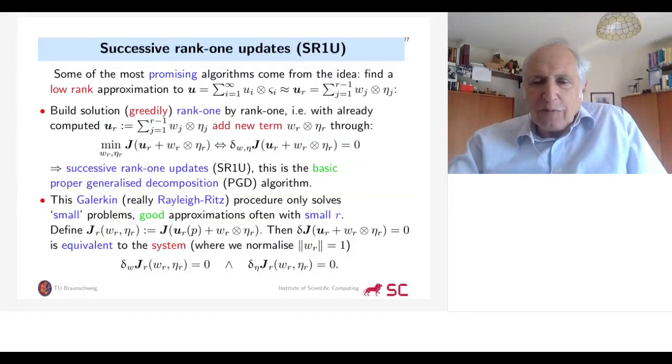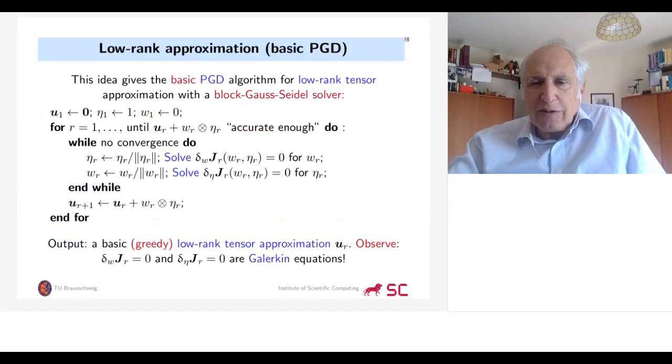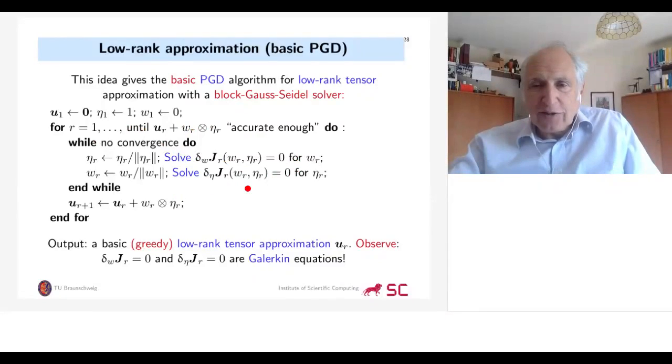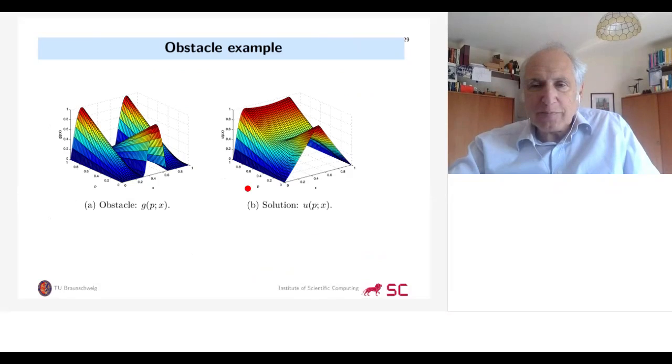And now we solve them again in a block-Jacobi partitioned way, okay? It's actually a block-Gauss-Seidel solver here. You solve this first for this one, then you take the solution, put it into the other one, and just repeat this until convergence. When it's convergent, you have one more term, then you increase R until it's accurate enough, okay? So this is the PGD computation. It gives you a low rank approximation.